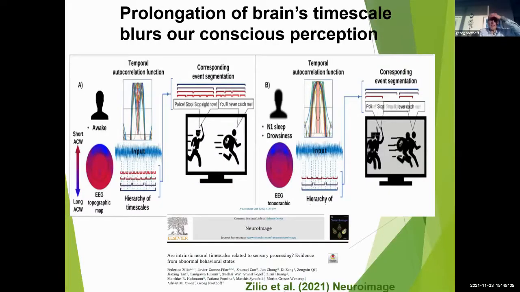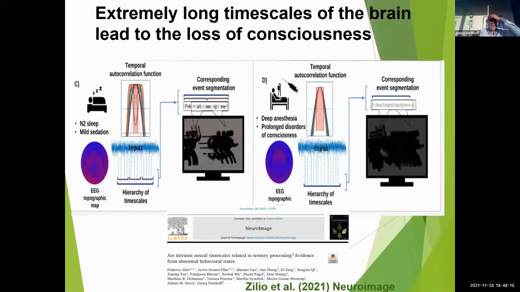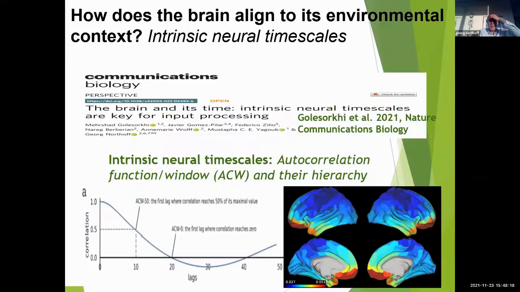So now the question is, how are these timescales related to perception? Let me show this here. We had a paper this year where we showed that these timescales are abnormally long in the EEG when you lose consciousness. So you have only longer windows, but no longer the shorter windows. Everything in these longer windows is put together. You just see the trunk, but not the leaves.